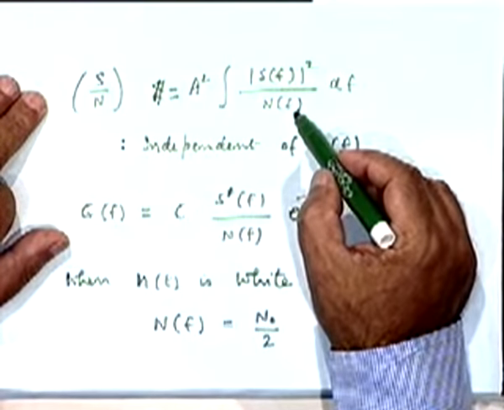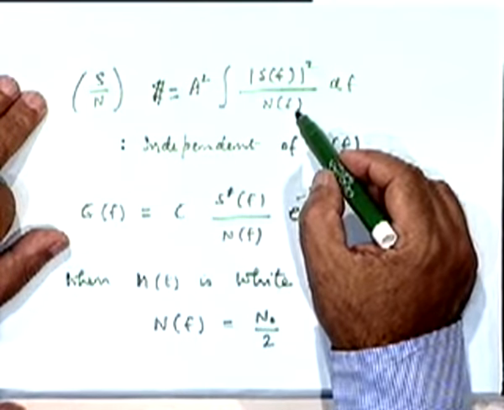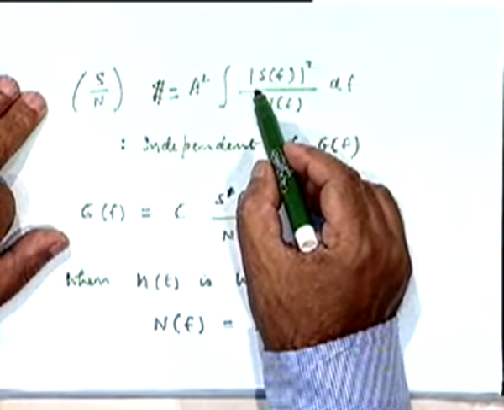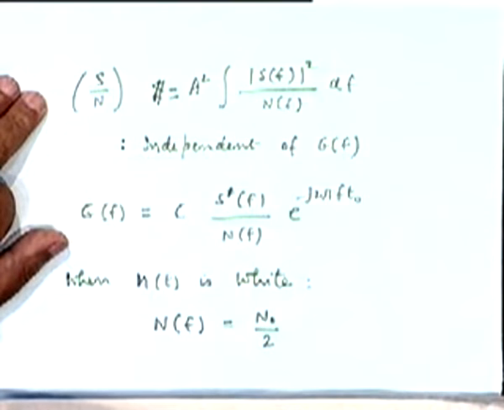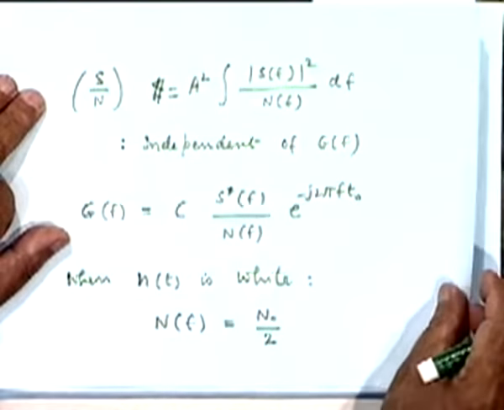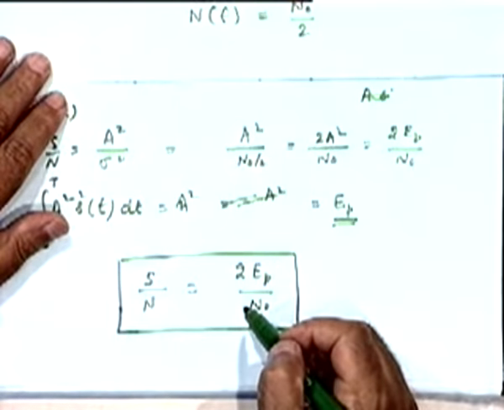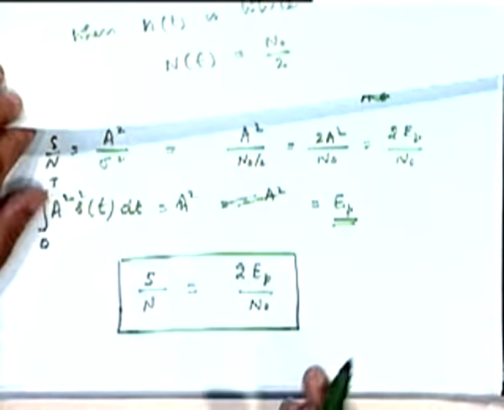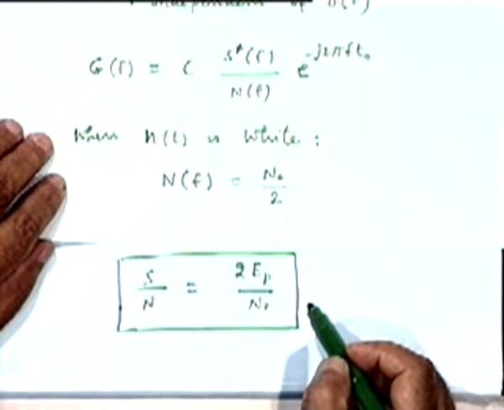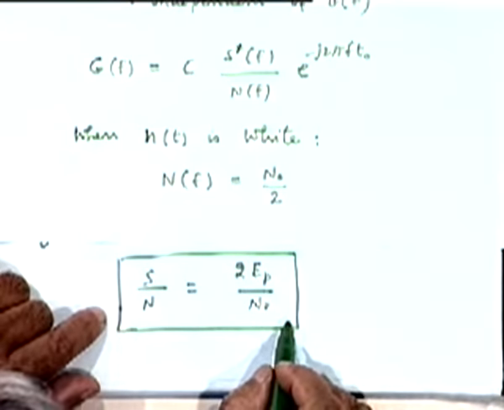When I take the case of white noise, N_F becomes equal to N0 by 2, and this is really A square integral |S(f)| square, which is E_p, right? So it becomes 2 E_p by N0. So I have two expressions, one the general one and the special one for the case of white noise. Let's look at the special one first.